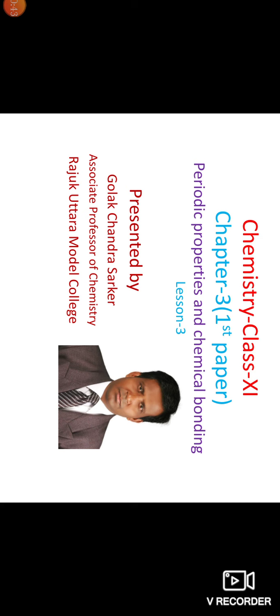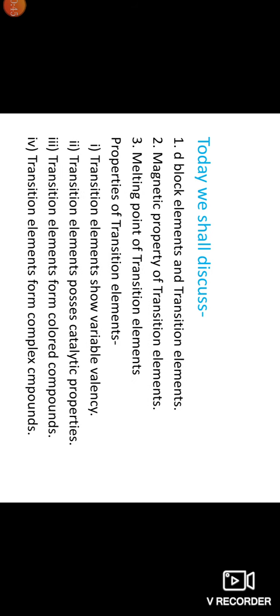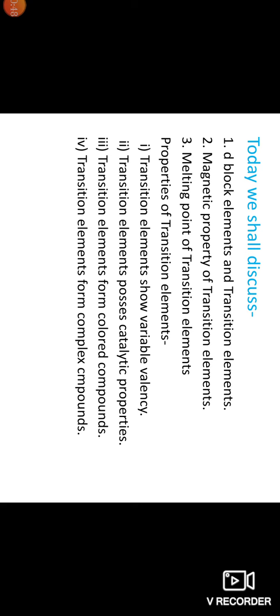Today I shall deliver my third lecture on the chapter Periodic Properties and Chemical Bonding. Our points of discussion today are: number 1, d block elements and transition elements. Then we shall discuss the magnetic property of transition elements, the melting point of transition elements, and the properties of transition elements. Among the properties, today we shall discuss that transition elements show variable valency, possess catalytic properties, form colored compounds, and form complex compounds.